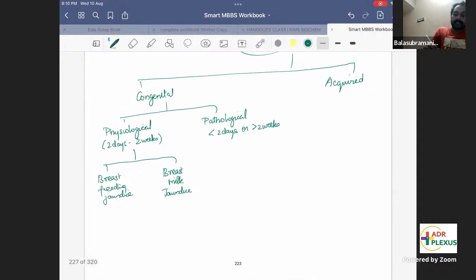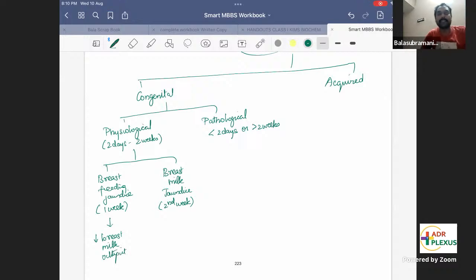So I told you 2 days to 2 weeks is physiological jaundice. If it occurs in the first week, it is breastfeeding jaundice. If it occurs in the second week, it is breast milk jaundice. So breastfeeding jaundice is because of decreased breast milk output.